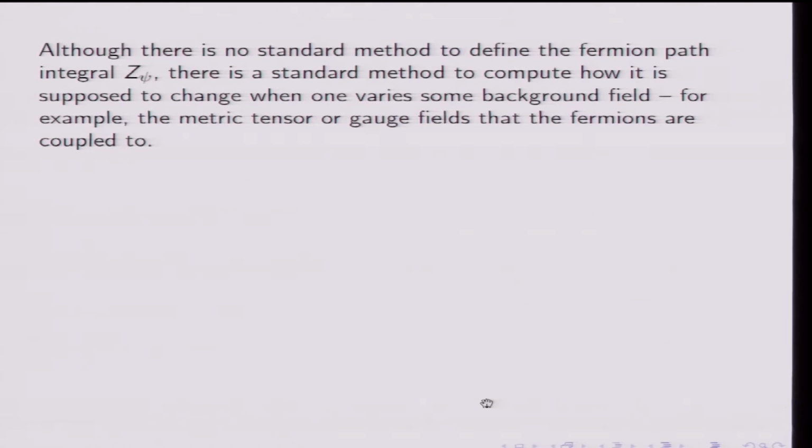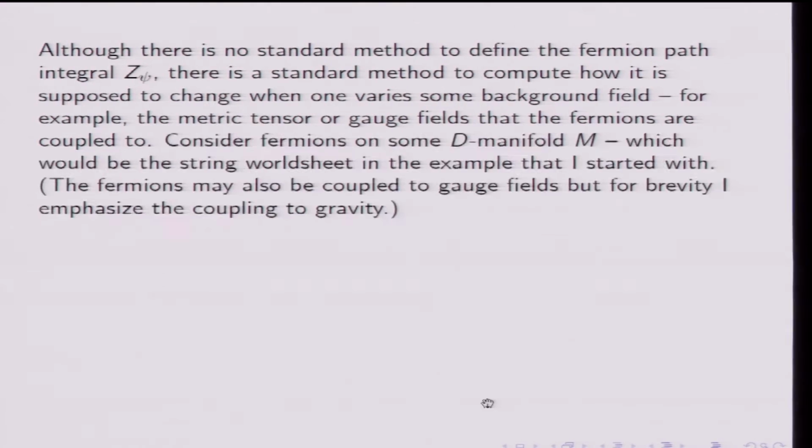Now, although there's no standard method to define a Fermion path integral in general, there is a standard method to compute what happens to it when one varies some background field, which might be the metric tensor or the gauge fields that the fermions are coupled to. For brevity, I will mostly not mention the gauge fields and speak as if there's only a metric tensor, but gauge fields would be treated in the same way.